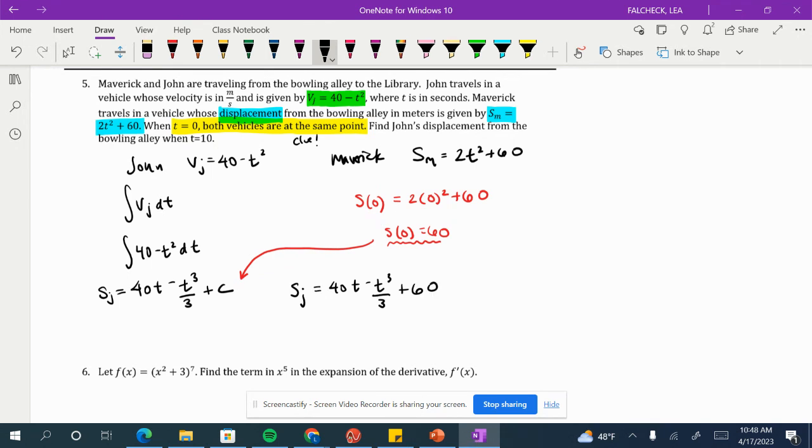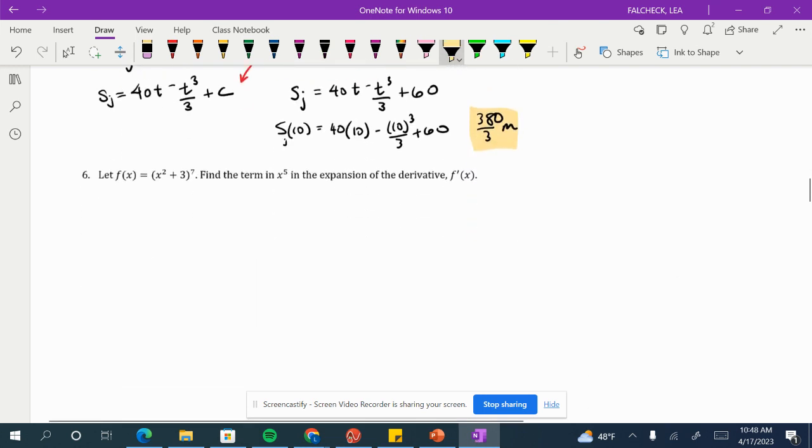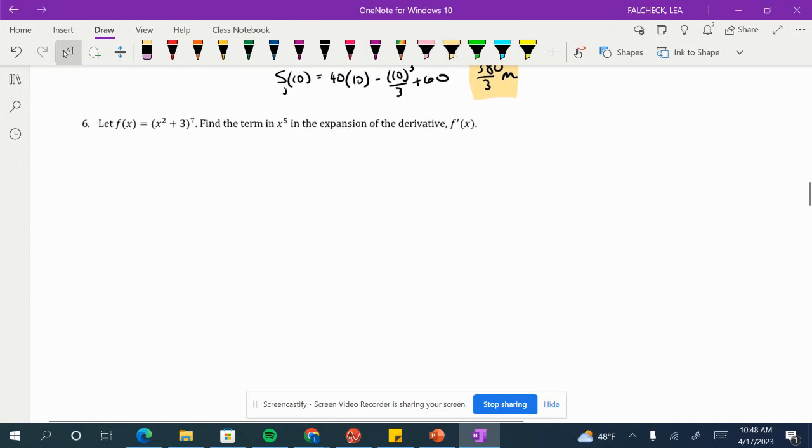I'm trying to find John's displacement from the bowling alley when time equals 10. Let's evaluate this displacement function for John when time is equal to 10 seconds, and we should get 380 over 3 meters. Little kinematics question for you. Let's go to number 6.